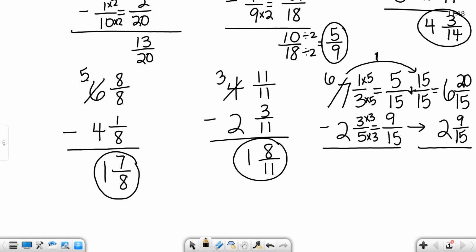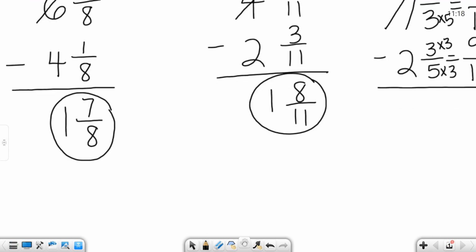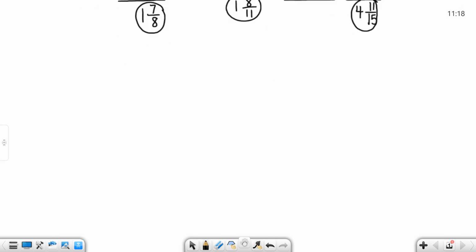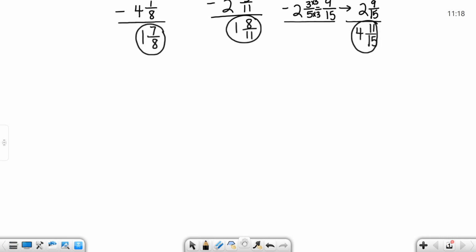All right, now 20/15 minus 9/15 is 11/15. And 6 minus 2 is 4. So our answer is 4 and 11/15. All right, one more just to make sure we've got it. 10 2/5 minus 4 7/8.